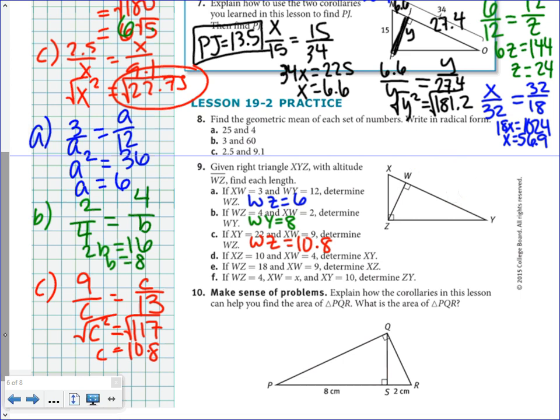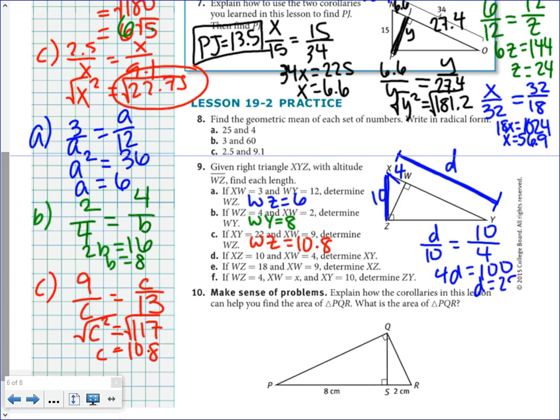So now let's look at D. These pull in the second corollary. So XZ is 10, and XW is 4, and we are looking for XY. This time, we're using the leg. It is a geometric mean between the whole hypotenuse, which I'll call D, and the part that is adjacent to the leg, which is the 4. So if you cross multiply and divide, we get that XY would be 25.